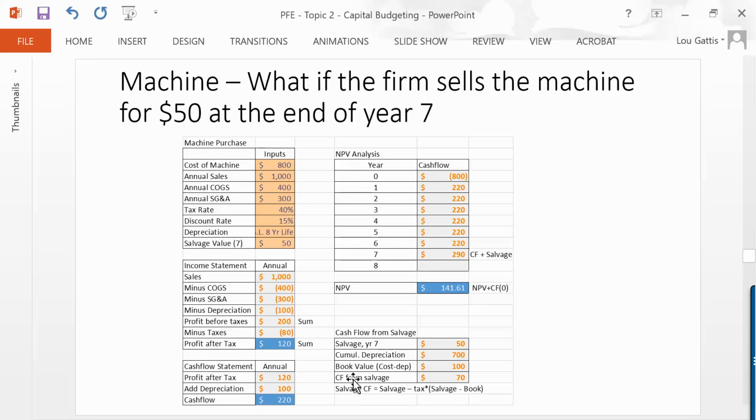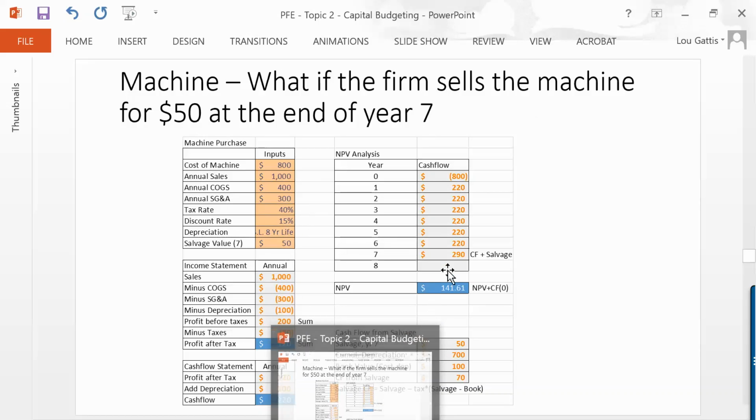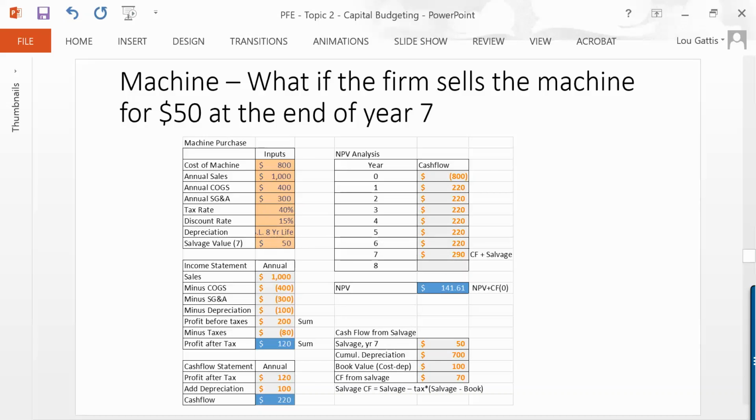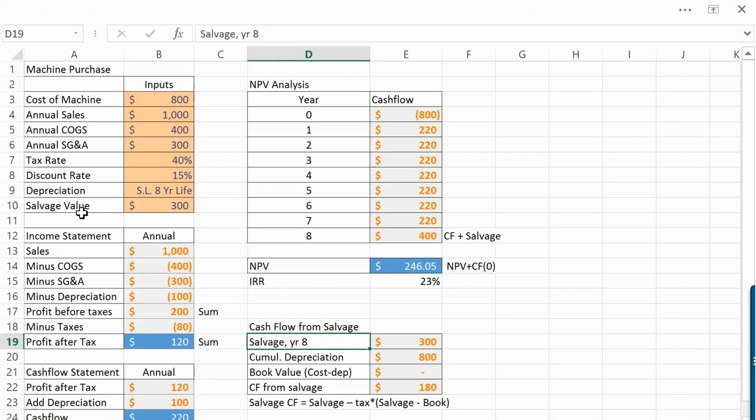Now let's just take a slight variation of this problem. What if at the end of year 7 they wind up selling the asset? Maybe it's not working out too well and it's not worth that much. What would be the NPV if you had to sell it in year 7 for only $50? So we're going to make a few changes to this model. What if this is no longer the salvage value in year 8? What if it's the salvage value in year 7 and it's only $50?